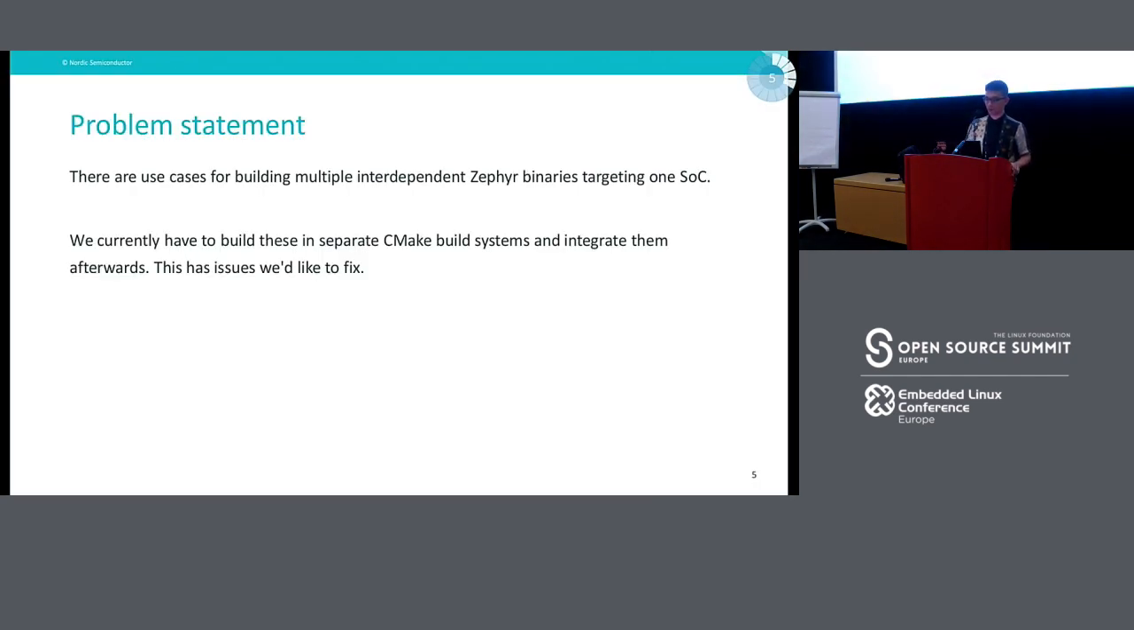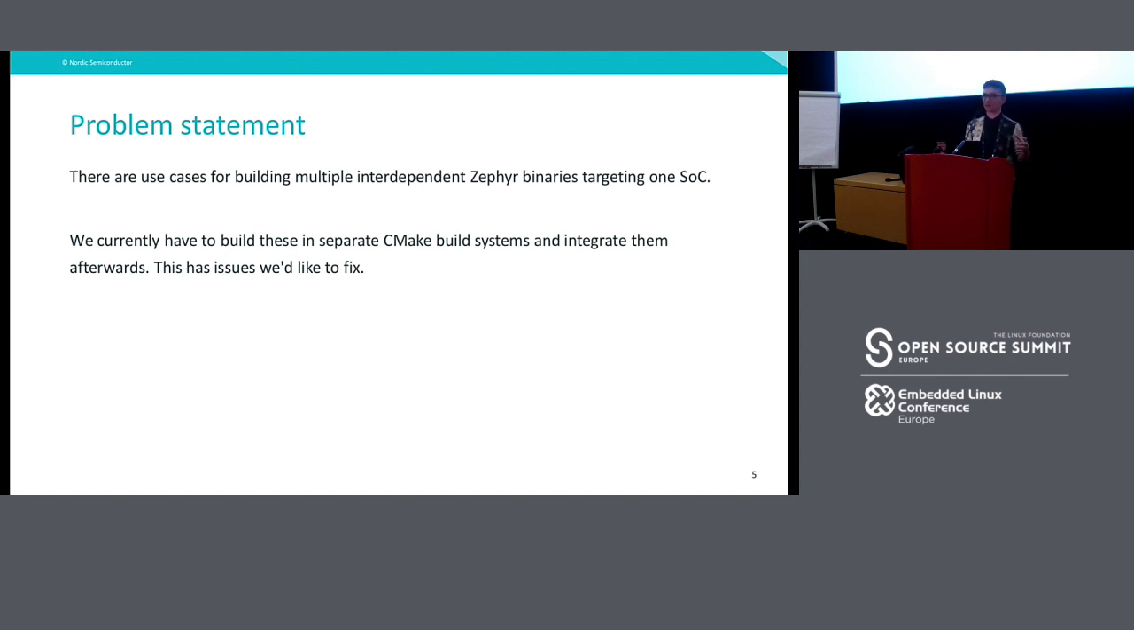What's the problem? There are an increasing number of use cases that we've been running into throughout the community, really. This is not just restricted to my company, where we want to build multiple Zephyr binaries that are all interdependent in some sense. And the sense can be very different depending on the use case, but they are all sort of targeting one SoC.